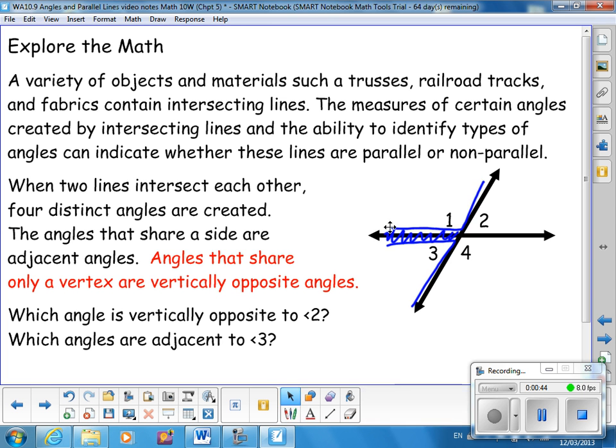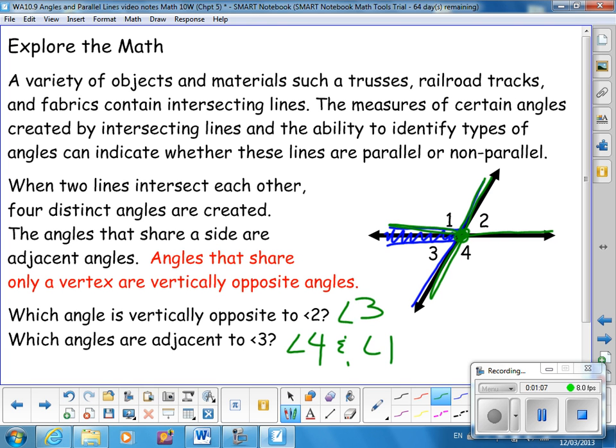So angle 1 and angle 4 only share the vertex, so they're vertically opposite. Which angle is vertically opposite to 2? Well, that would be angle 3. They share the same vertex. And which angles are adjacent to 3? Well, angle 4 and angle 1, because in this case it shares this side, and between 3 and 4 it shares that side.